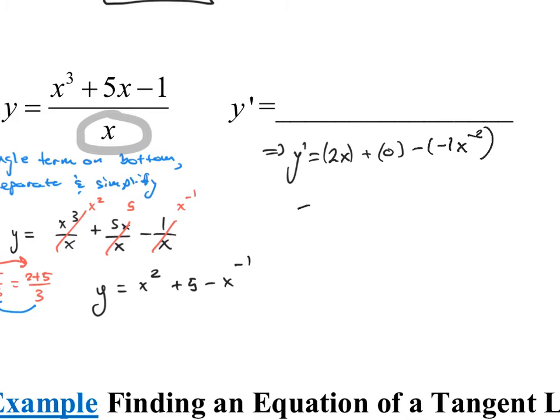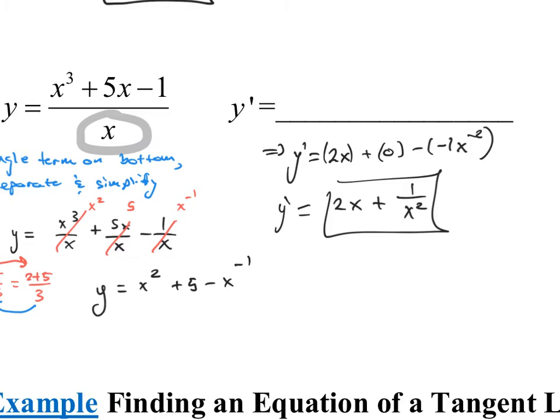Let's be careful here and clean it up. So we have a 2x, I'm not going to write the 0. Then we have a minus negative 1, which is the same thing as plus. We have an x to the negative 2, so I need to throw it into the denominator. So that would be 1 over x to the positive 2. The final answer, my derivative, would be 2x plus 1 over x squared.